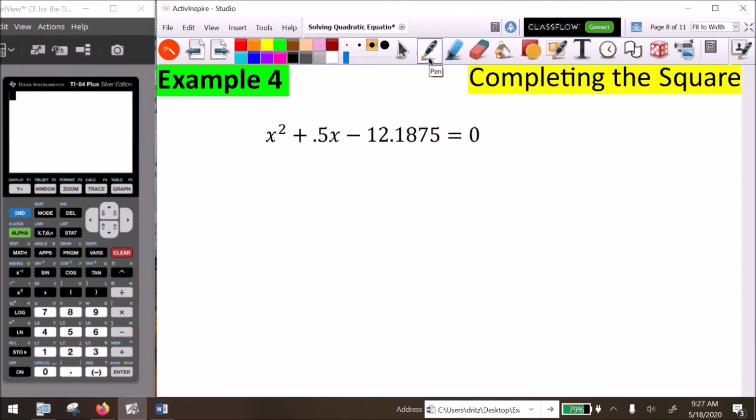This next example is a little bit more challenging because of all the decimals involved. You can't really solve this by factoring because it's a hard number to work with, -12.1875. To figure out all the factor pairs that multiply to that is very unrealistic. But we're going to use the technique that we learned last week called completing the square, but this time we're actually using it to solve an equation.